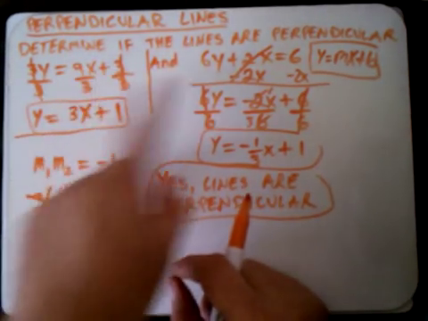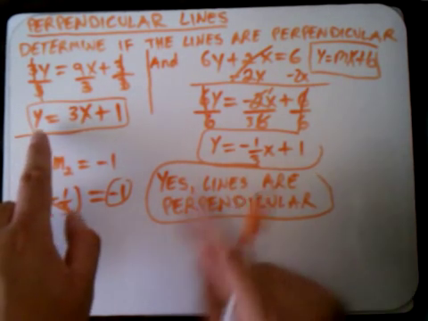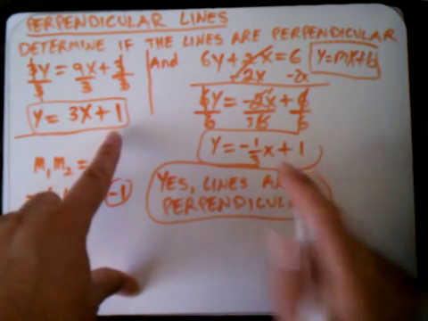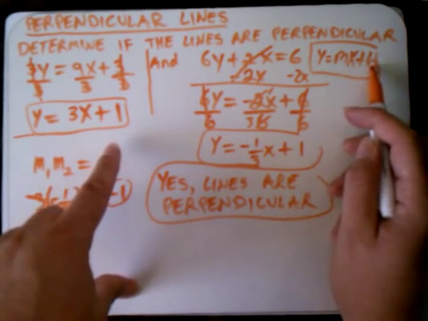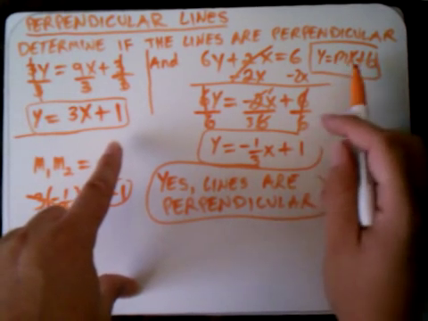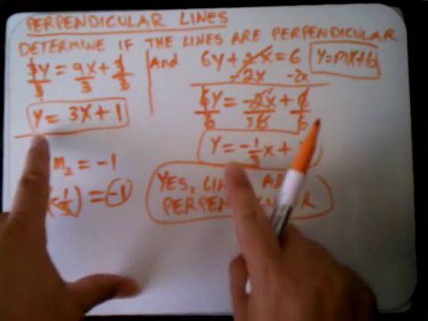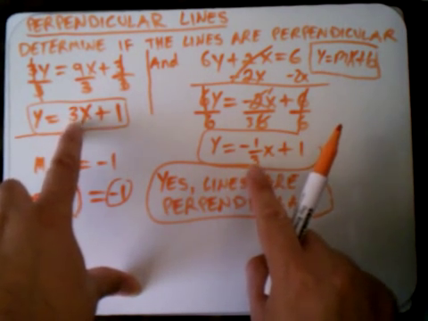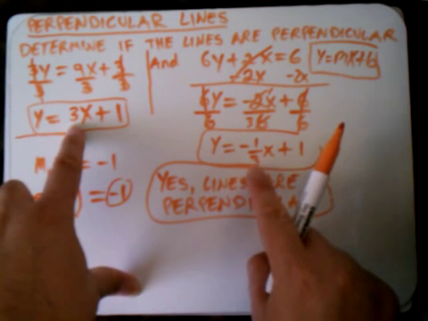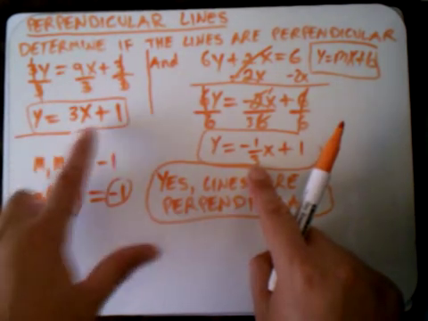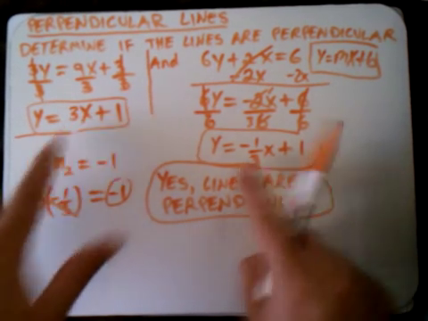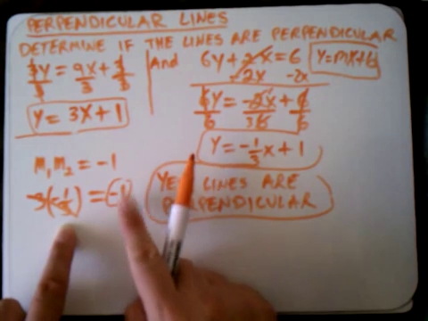Remember, the first thing you need to make sure is that in the equations you have y by itself and everything else on the other side, and it looks like this, mx plus b. It could be plus, it could be minus, it doesn't matter. Once you have y by itself, that means that you found the slope of each line. In this case it's 3, and in this case it's negative 1/3. To know if they're perpendicular, when you multiply the two slopes together, you have to get negative 1.